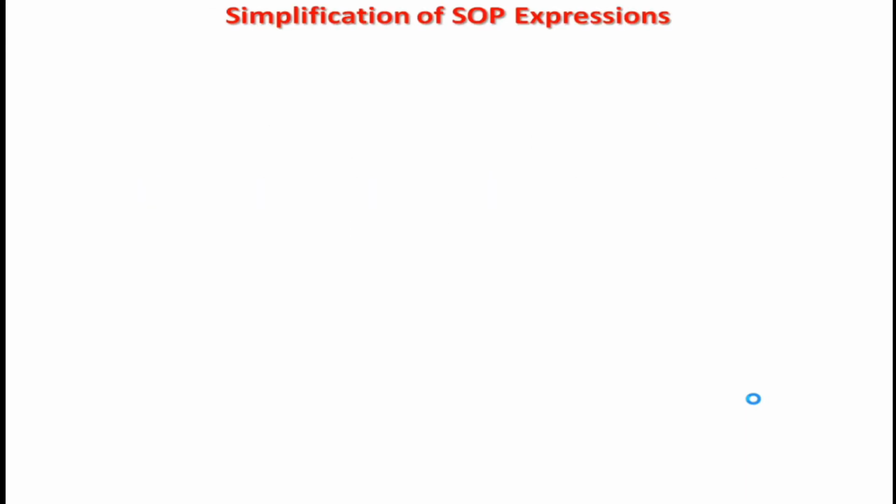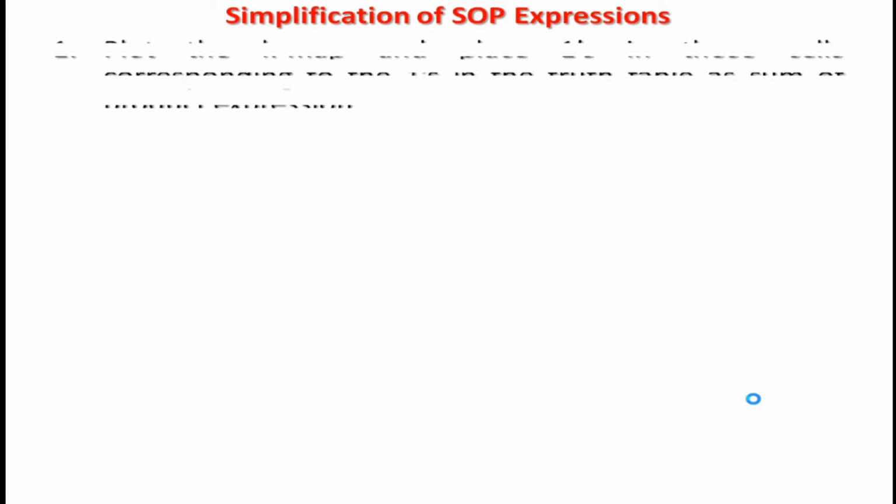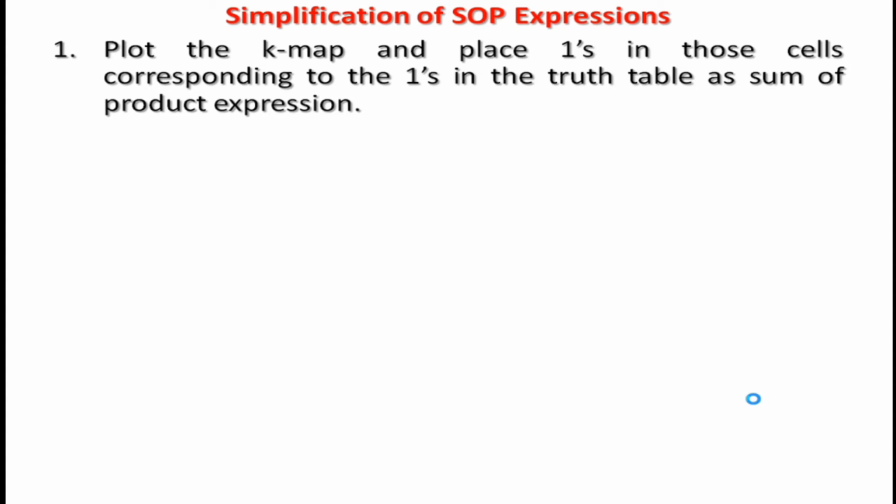So the simplification for the sum of product form expressions is as follows. You have to plot the K-map and place the ones in those cells corresponding to the ones in the truth table as sum of product expression. So you have to have a K-map for the given Boolean expression or the truth table and then place the ones in those cells for the respective product terms of your sum of product expression.